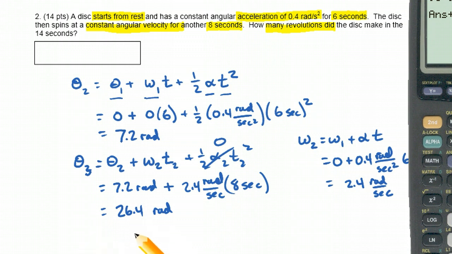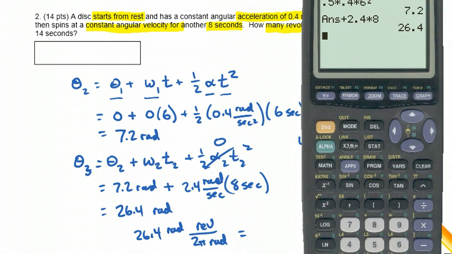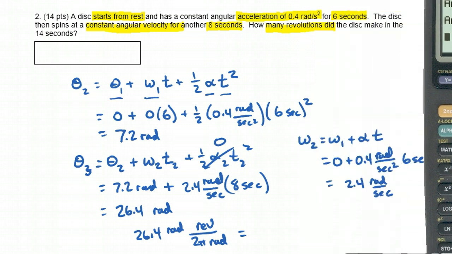And let's just convert 26.4 radians. We have 1 revolution is 2 pi radians. So we're just going to divide by 2 pi, and be careful with dividing by this, make sure you get the 2 pi quantity in there. That gives 4.2 revolutions.